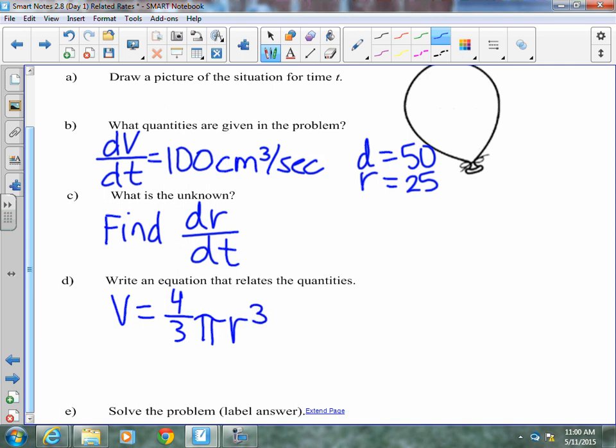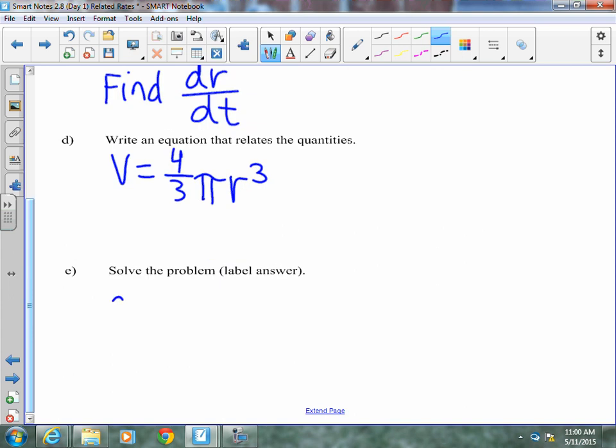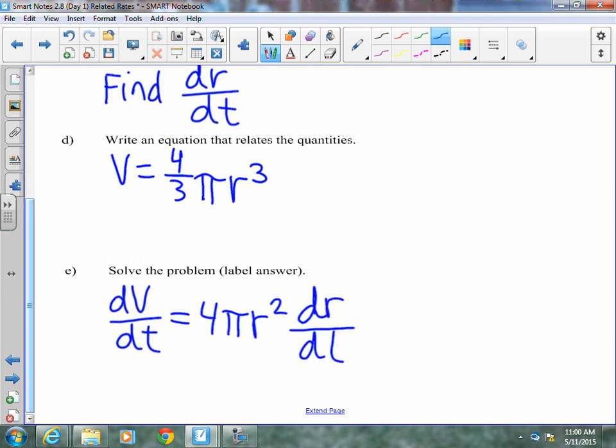Now, in order to solve this problem, we can't plug anything in unless it is constant all the time. But as you're blowing up a balloon, the radius is changing, the volume is changing, 4/3 pi are constants, so to solve this, we need to derive in terms of time. So we're deriving implicitly. Derivative of V will be dV/dt. Derivative of 4/3 pi r cubed, multiply by the 3 out front to get a 4, pi r squared, dr/dt. Don't forget the chain rule when deriving implicitly.